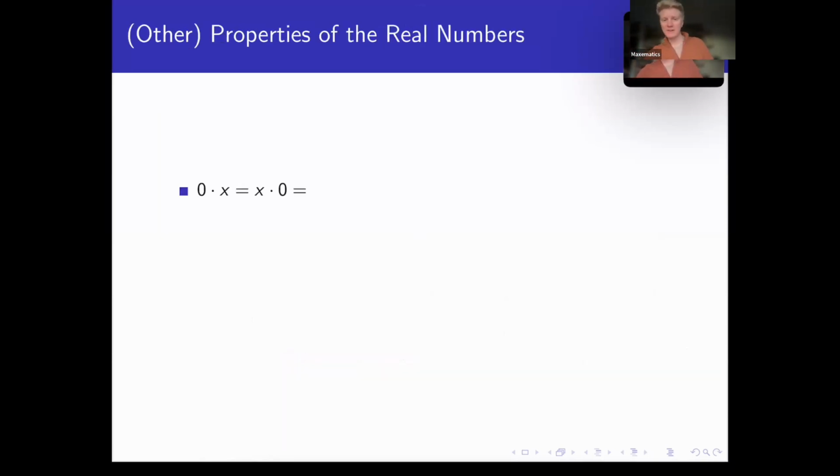Okay, some more properties, just talking about them. 0 times any number or any number times 0 is just 0. If you have two numbers or two variables multiplied together and they equal 0, then at least one of them has to be 0, right?